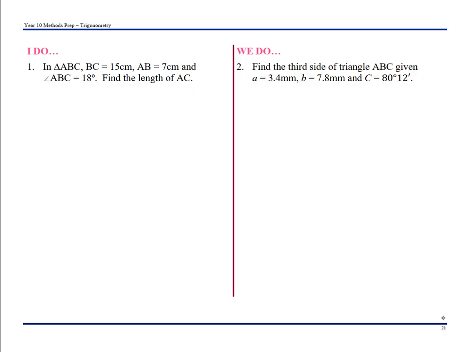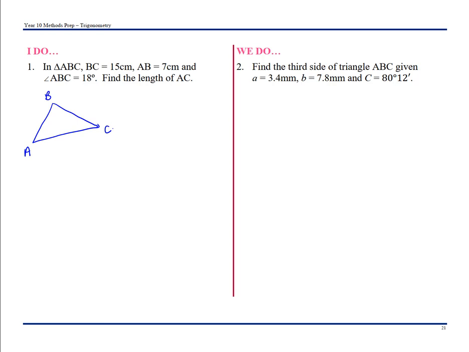Let's look at example 1. In triangle ABC, the length BC is 15 centimetres, AB is 7 centimetres, and angle ABC equals 18 degrees. Find the length of AC. So the first step here is to draw the triangle. Now, it doesn't matter what your triangle looks like. Just get a triangle down and label it. Okay, because all it is is storing the information that you can label and figure out how to substitute into your formula.